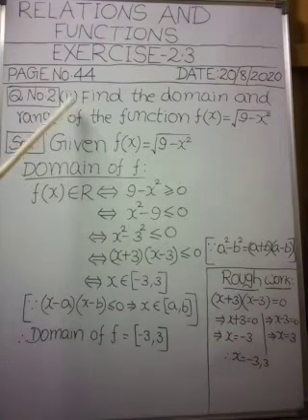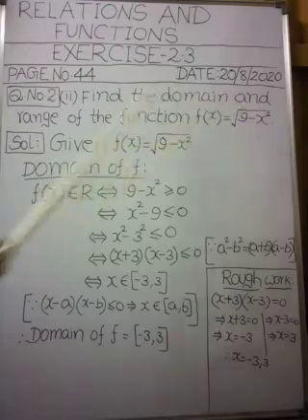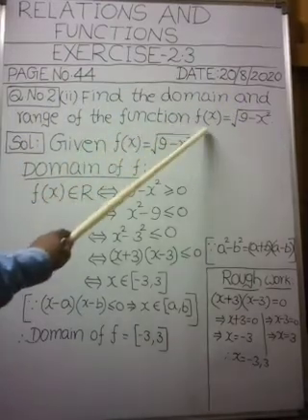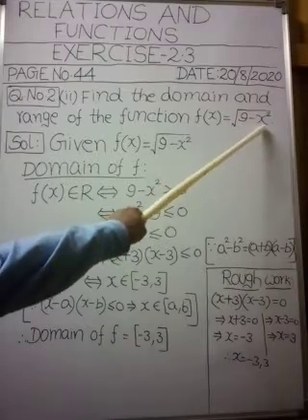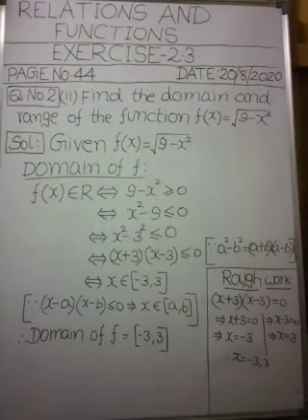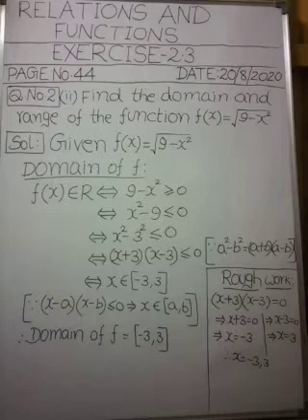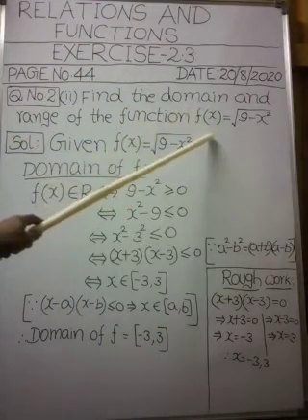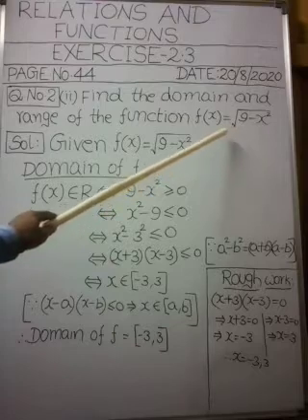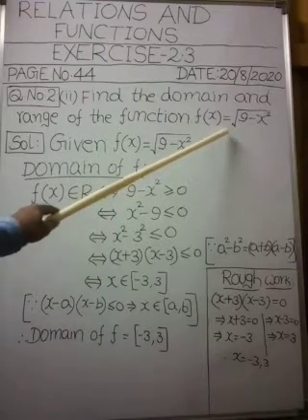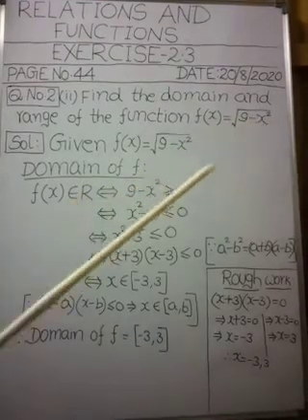Okay, my dear children, find the domain and range of the function f of x is equal to square root of 9 minus x square. We have to find the domain and range of this function. What is the function here? f of x. How is it defined? Square root of 9 minus x square.